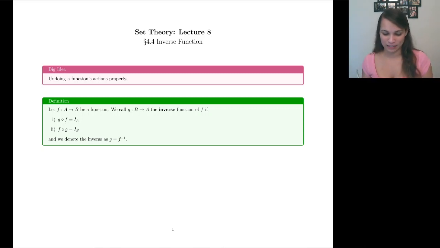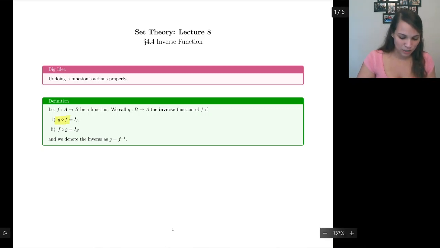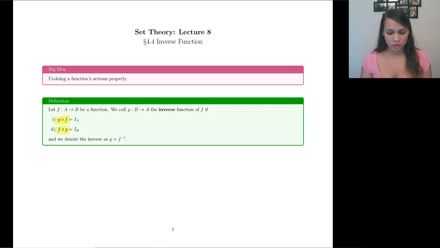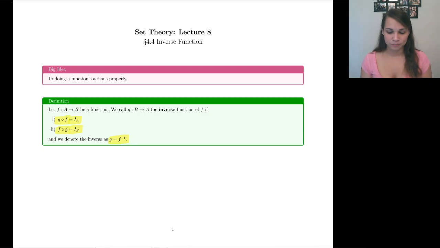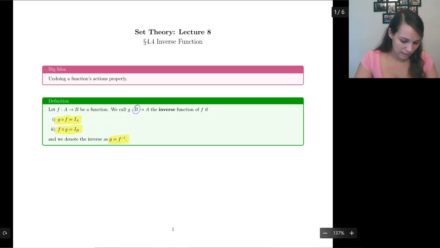Let me explain. An inverse function is defined by saying we can take the composition of f and g on both sides and get back the identity function. The g function that would do this is going to be called the inverse of f, and we denote it with this little -1 exponent.